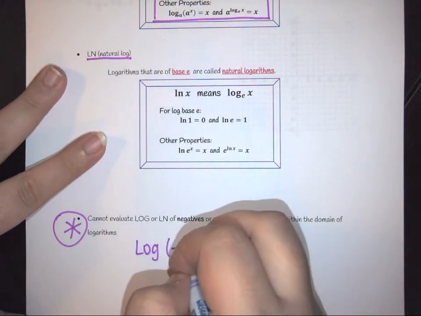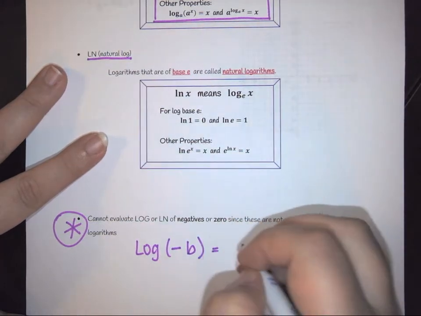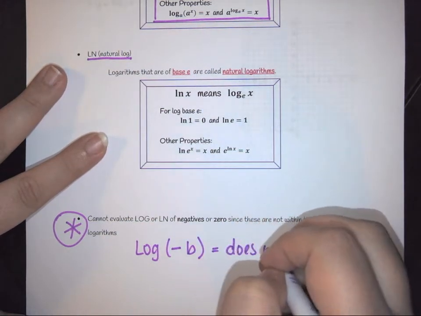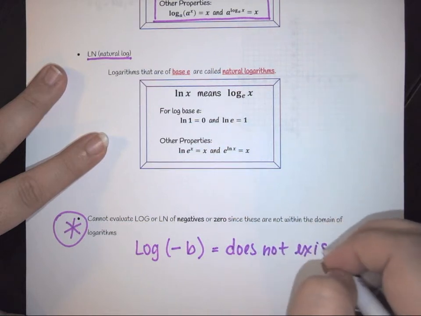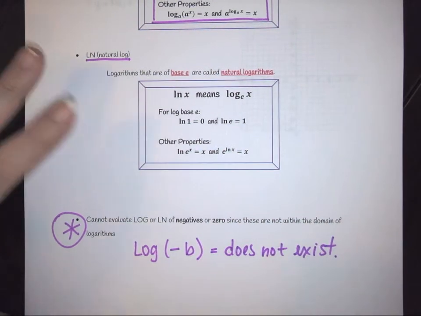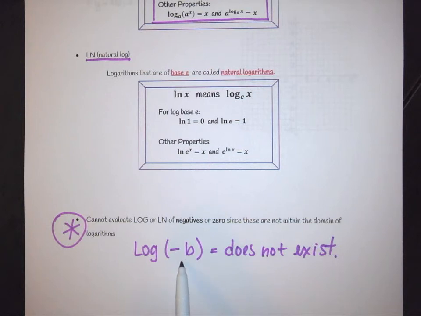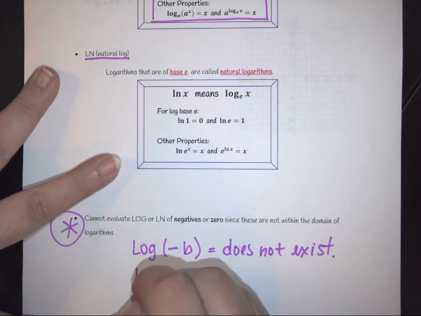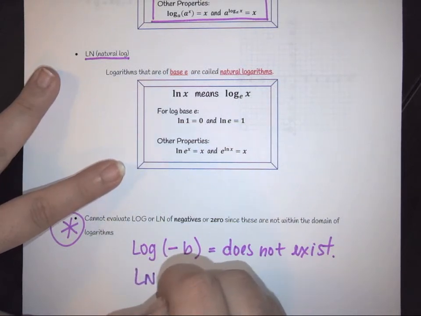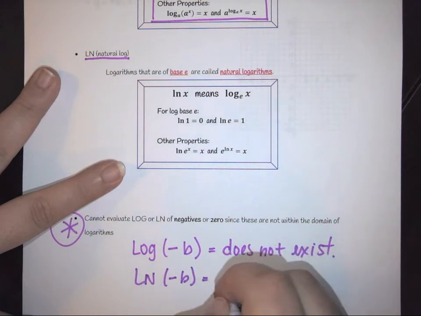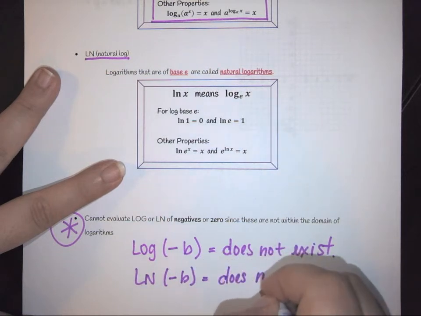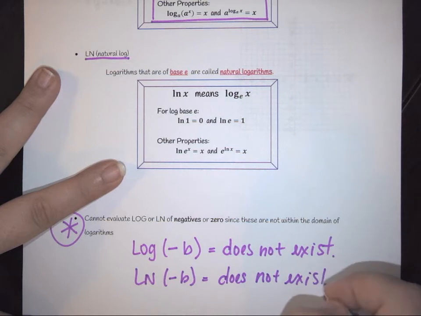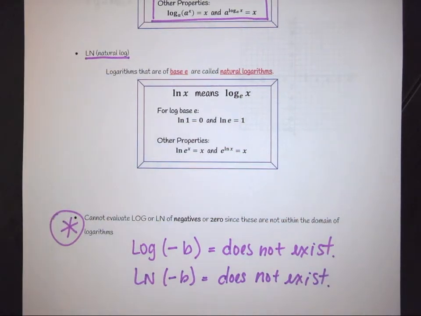So the biggest thing you have to keep in mind is that if you have the log of, say, negative b, this does not exist because the negative does not fall within our acceptable domain. Same thing if I'm trying to take the natural log of, say, negative b, this does not exist. We cannot do it because it falls outside the scope of what we are looking at.